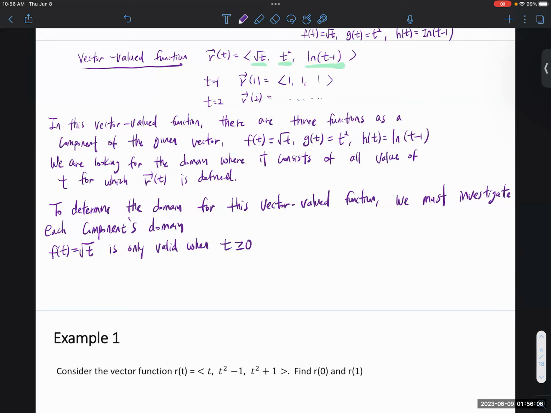I want to find out the limit. So we are looking for the limit as t approaches 3 of r(t). It's the same as the limit as t approaches 3 of (2t minus 4)/(t plus 1), and the limit as t approaches 3 of t/(t squared plus 1). So we are going to take the limit of each component, correct?